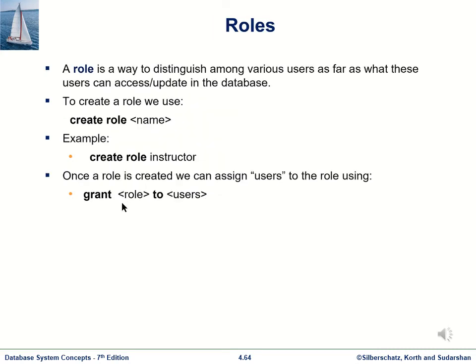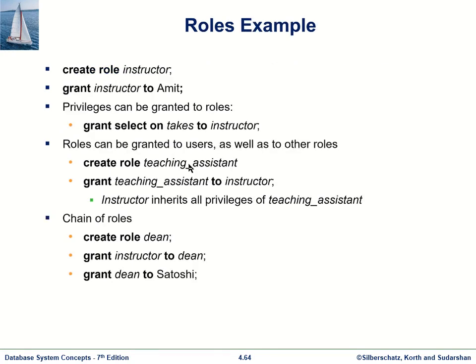So this is granting a role to a user. That means we want to assign this role to this user. Grant an instructor role to a user. And after we have this, we can grant privileges to the roles. So that means these people belong to this group, and then we want to assign privilege to this group.